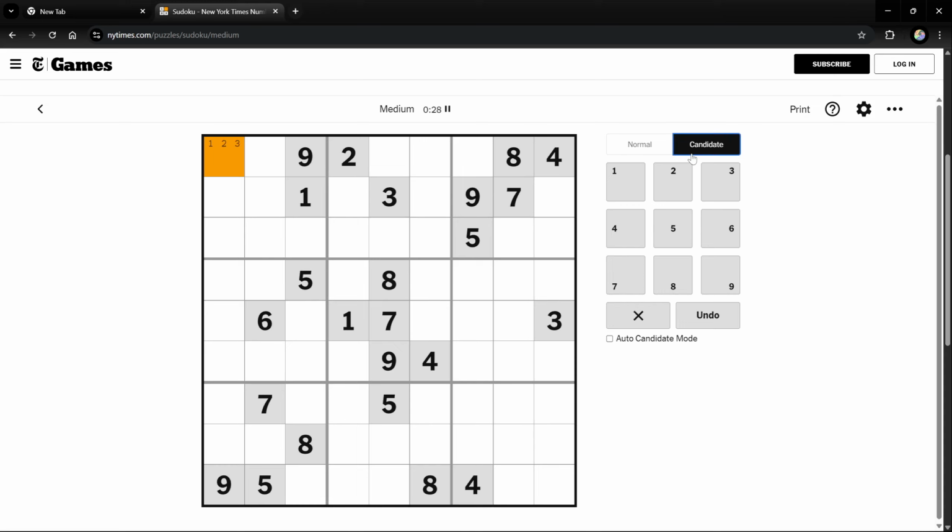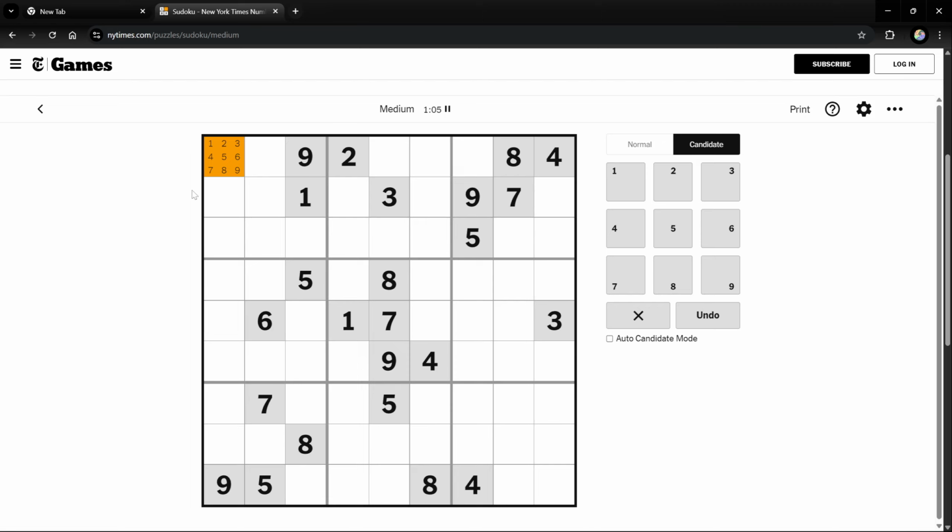We put them all in first. As you can see, I put in the candidates here, and candidates are basically the possible numbers that you can fit in a square, right? So if the puzzle was completely empty, then the square could be 1 to 9. We don't really know. But because there are other numbers, like there's a 9 here, there's a 2 here, there's a 1 here, we can eliminate the possible numbers in this particular square.